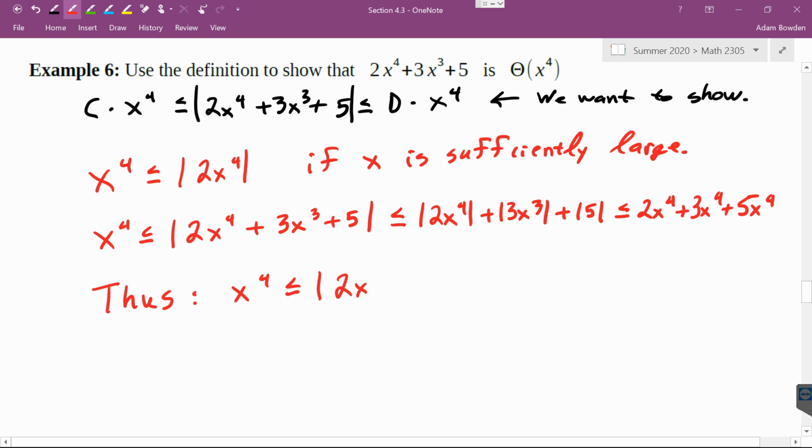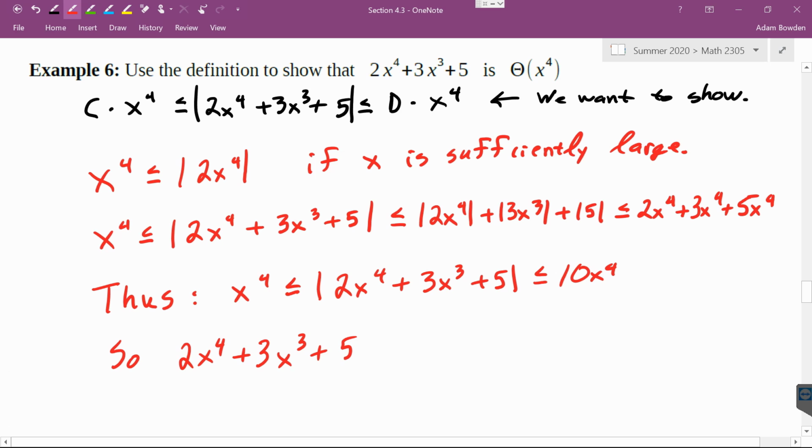So thus, as a result of this, we can say x to the fourth is less than or equal to the absolute value of 2x to the fourth plus 3x to the third plus 5, less than or equal to 10x to the fourth. And so as a result, we can say that our function 2x to the fourth plus 3x cubed plus 5 is big theta of x to the fourth.